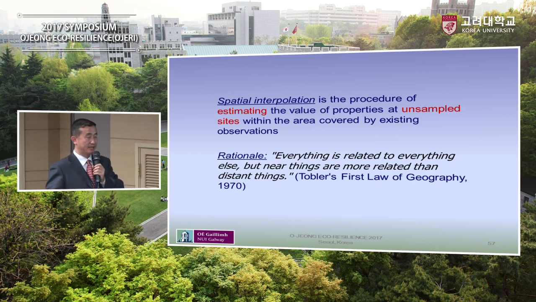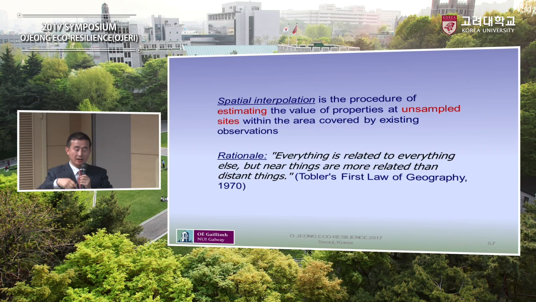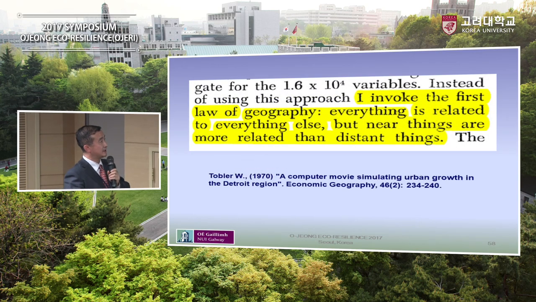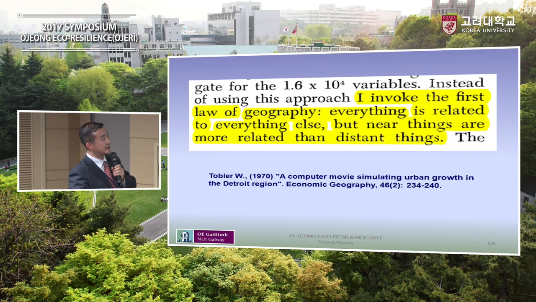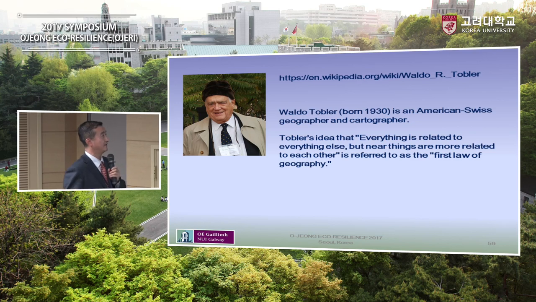And this is called spatial interpolation. The rationale behind it is the first law of geography. Everything is related to everything else, but near things are more related than distant things. That means the closer ones will make more contribution to the unknown point. Further ones will make less contribution. In fact, that's spatial autocorrelation. And specifically in his paper in 1970, he wrote that, I invoke the first law of geography. His name is Tobler, and he became famous because of the first law of geography.